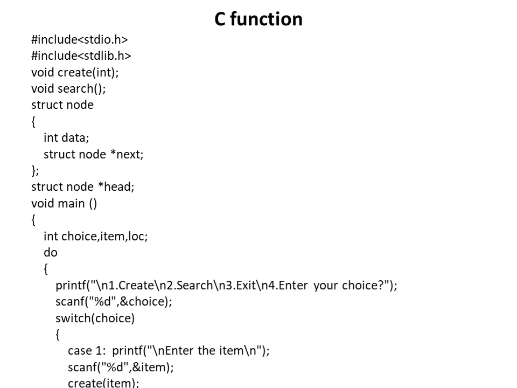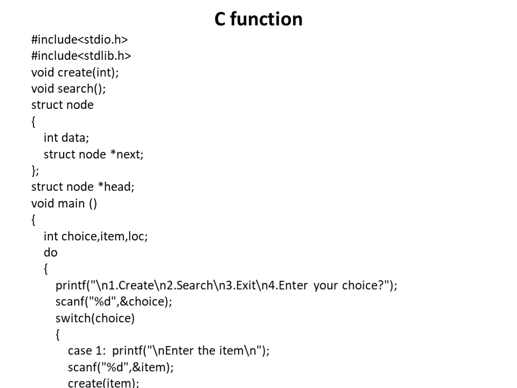This is the C program we are implementing. You can see the header files we have included, and we are using two functions here, one to create and another one to search. Struct node, I am creating a node, then I am assigning the node as head. Then in the main function, I am printing the options: create, search, exit, then asking to enter your choice.